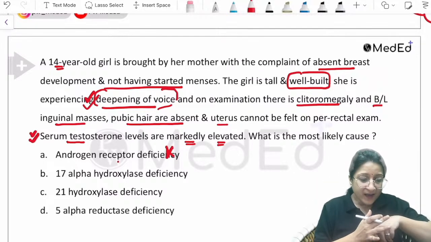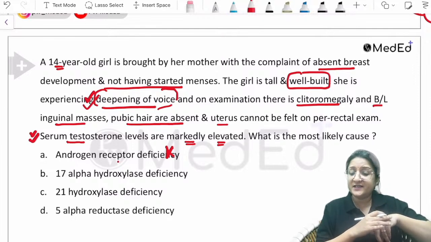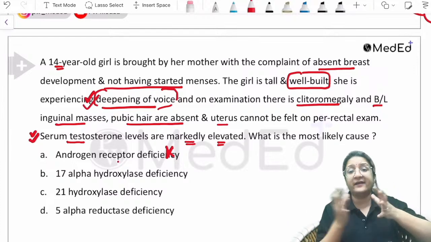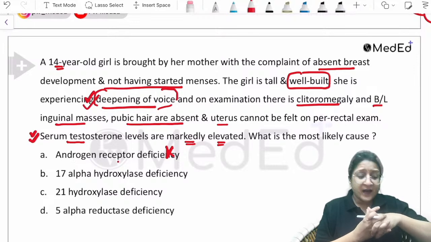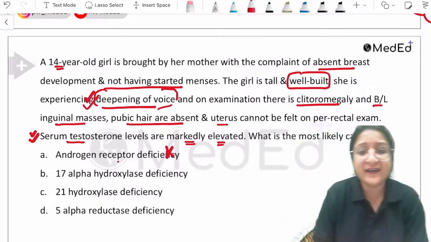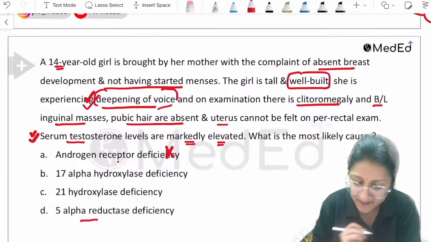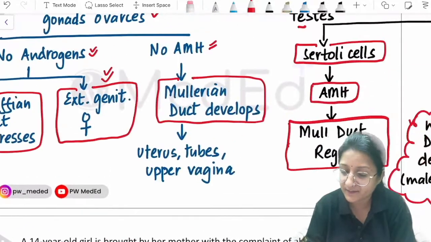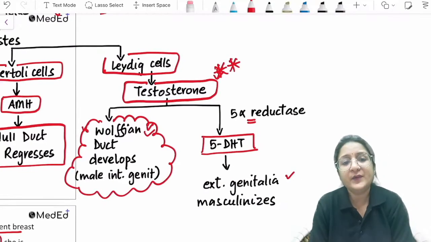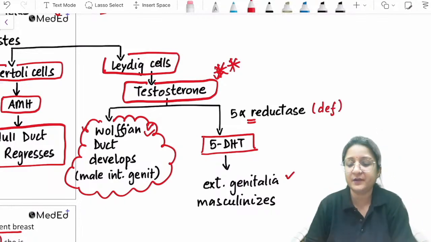Okay. Now, virilization, yes, you are talking about other changes like clitoromegaly, bilateral inguinal masses, and pubic hair being absent. Now come to think of it, a very, very important point. Why is nobody saying option D, 5-alpha reductase deficiency? Why is nobody talking about 5-alpha reductase deficiency? What will happen with 5-alpha reductase deficiency?